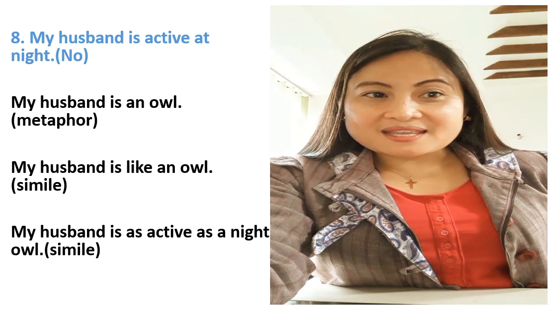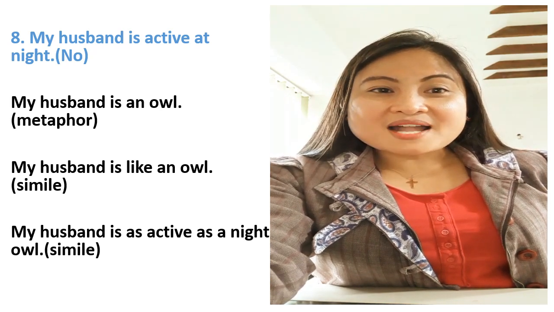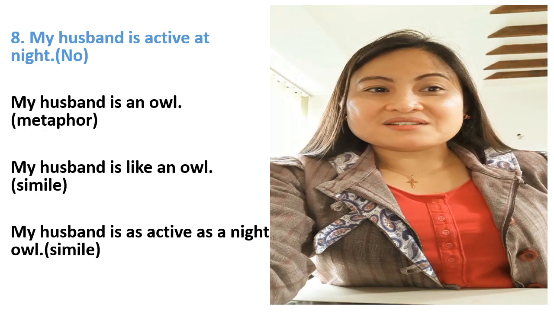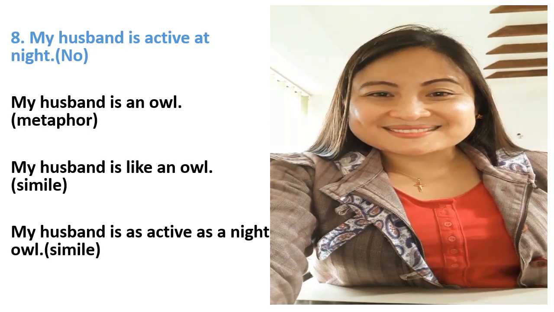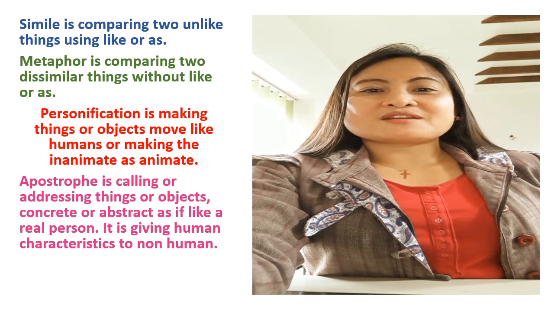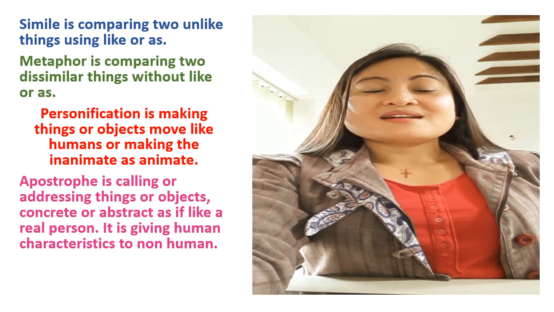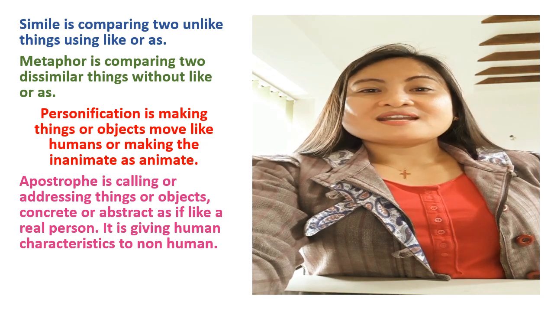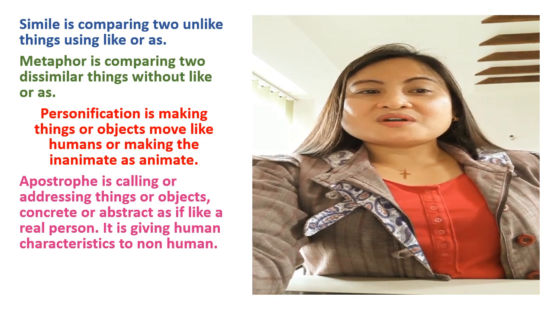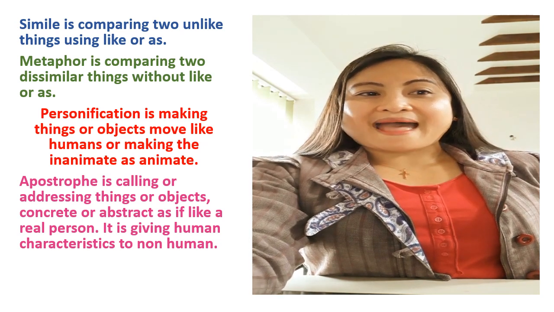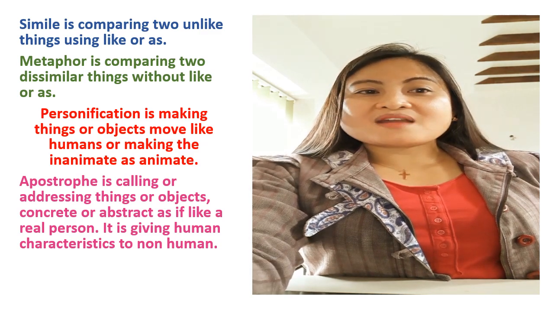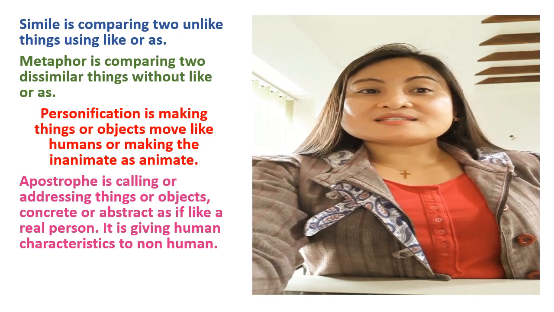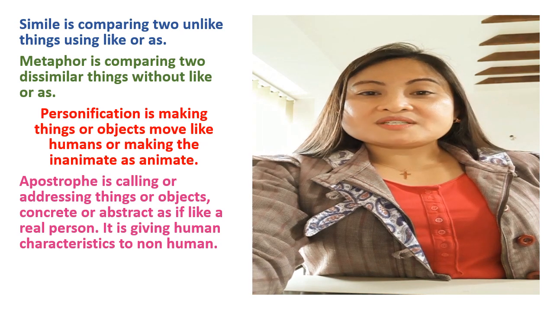And to make it a simile, I could just simply make it, my husband is like an owl, or my husband is as active as a night owl. We are talking about 4 types of figure of speech today. These are simile, metaphor, personification, and apostrophe. Simile is comparing two unlike things using like or as. Metaphor is comparing two dissimilar things without the use of like or as, but same as simile with common characteristics.